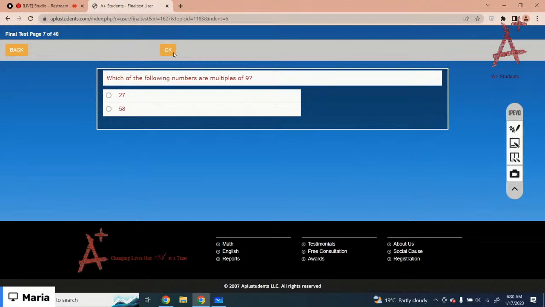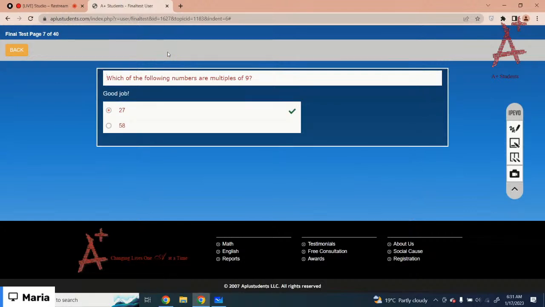Which of the following numbers are the multiple of 9? Yes, that would be 27. Multiples are the numbers that are completely divisible by the given number. So 9 times 3 is 27.